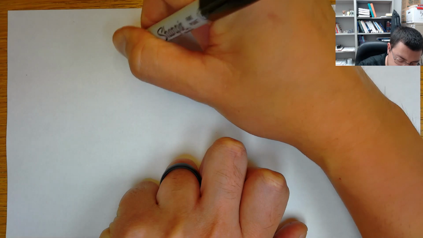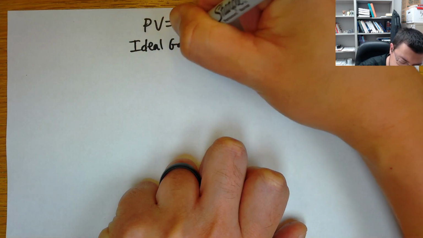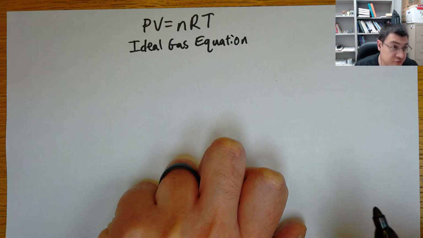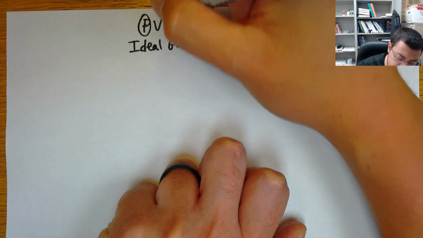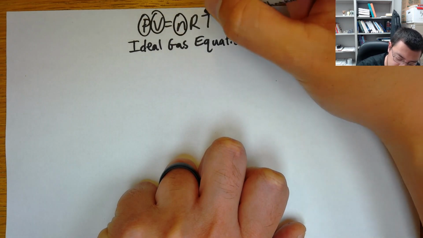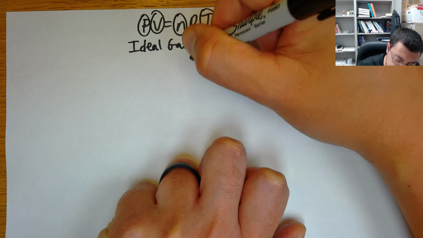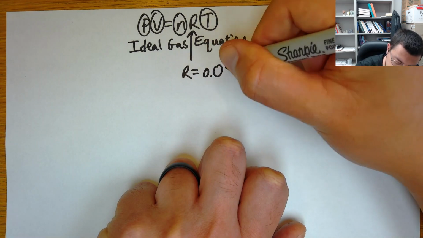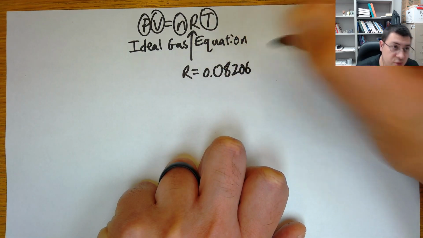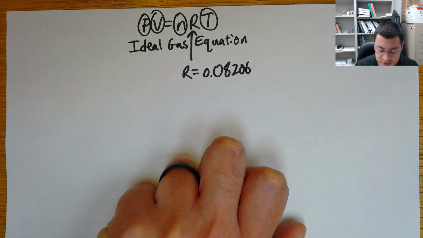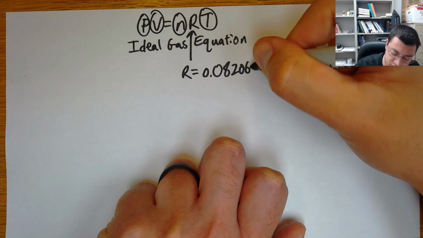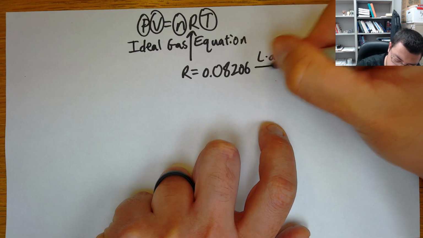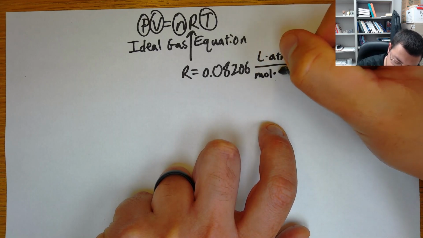So we'll first start with the ideal gas equation. All right, there's four variables here: pressure, volume, moles, and temperature. R is not a variable, it's a constant. It's called the ideal gas constant. 0.08206, or some people just write a 1, round it up. And then the units are liters times atmospheres over moles times kelvins.